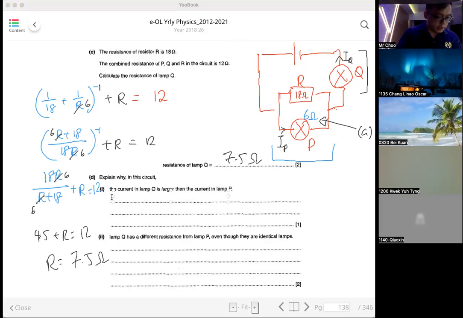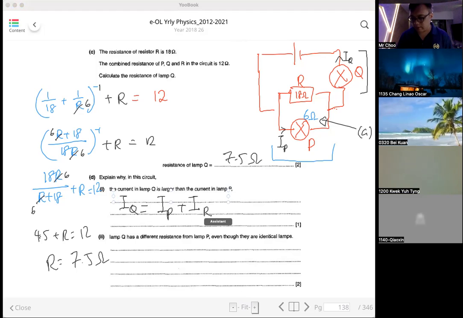Okay, so for this question, you just need to write down: IQ is equal to IP plus IR. That's all. You just need to explain that the current of Q is the sum of IP and IR. If there is current flowing through R, IQ will always be greater than IP. Is that clear? So that's the answer for D part 1.